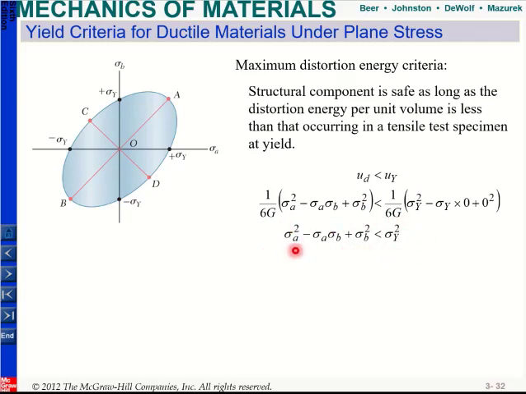If you find your principal stresses, again we are talking about plane stress, so you get sigma A and sigma B, and then you just calculate this value. As long as this value is less than the square of your sigma y, you are safe. If this value is larger than your sigma y squared, then your material yields. These two are generally used for ductile materials.